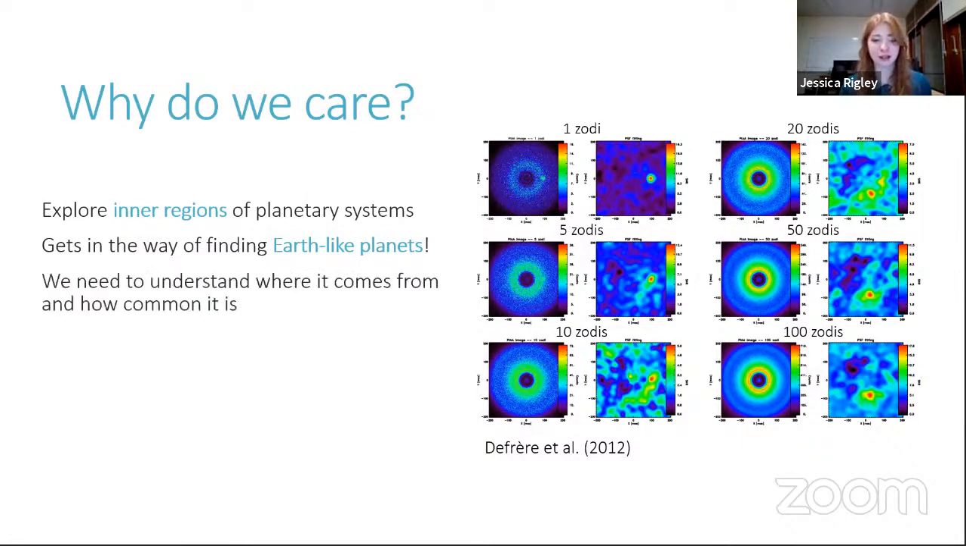And so this means that when we're designing missions to look for Earth-like planets, we really need to understand what's going on with this dust, because it's going to get in the way. So we want to know how often we expect to see it, and we also want to know where it comes from, so we can take into account the dust and get rid of it so we can see the planets.